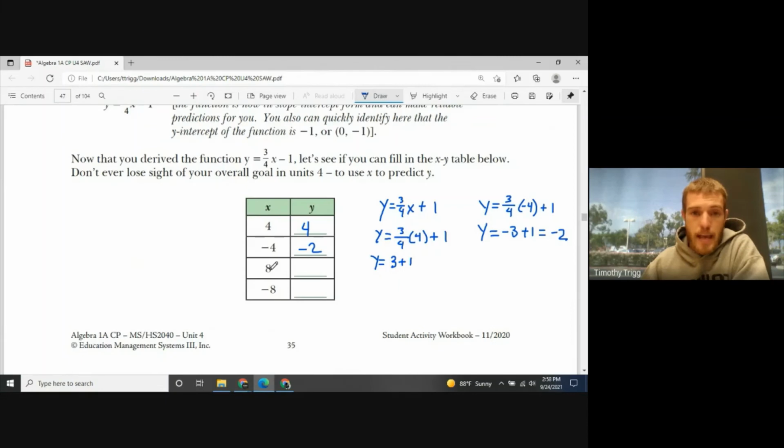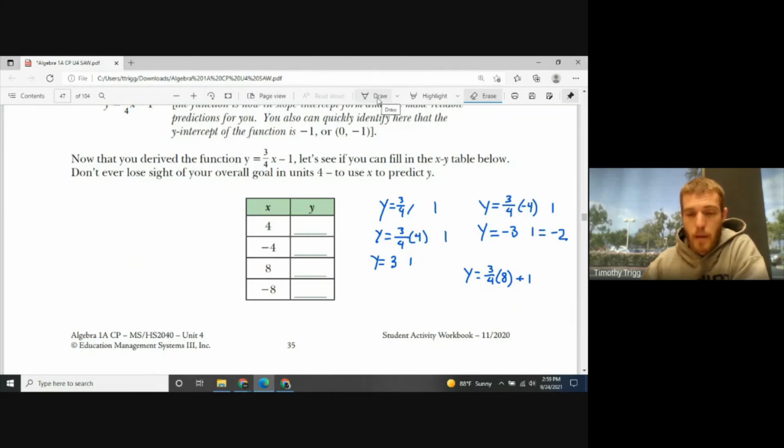Now let's plug in the 8 into here, and let's find this point that goes here. So that'll be y equals, again, 3/4 x, but we're replacing x with 8, then plus 1. Oh, wait, it should have been a -1 this whole time. Why didn't you stop me? Oh, no. These are all wrong.